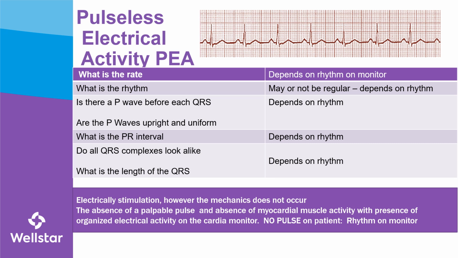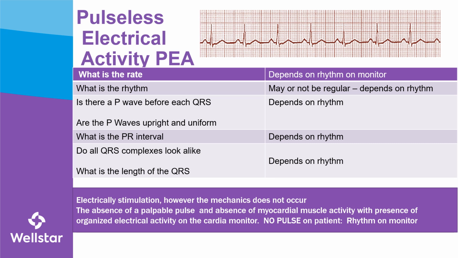Pulseless electrical activity. The rate depends on the rhythm on the monitor. What is the rhythm? May or may not be regular, depends on the rhythm. Is there a P wave before each QRS? Depends on the rhythm. What is the PR interval? Again, depends on the rhythm. And do all QRS complexes look alike? Depends on the rhythm.